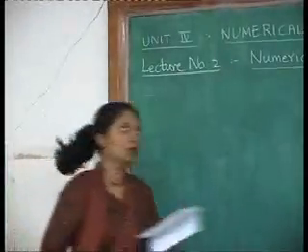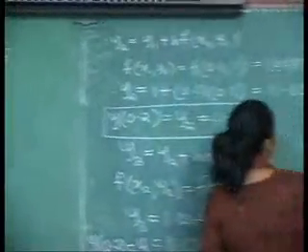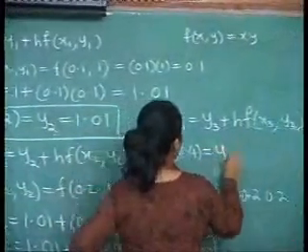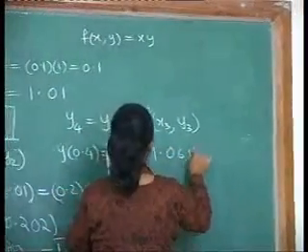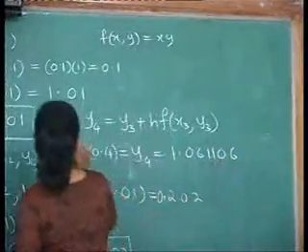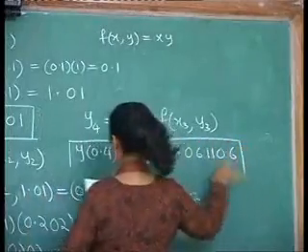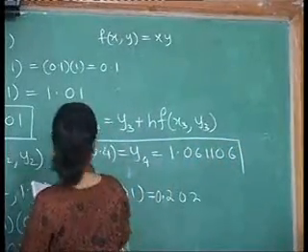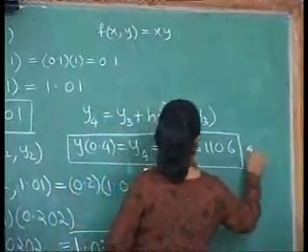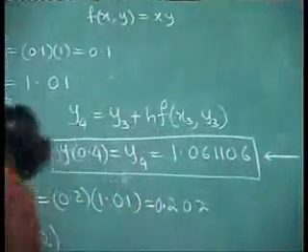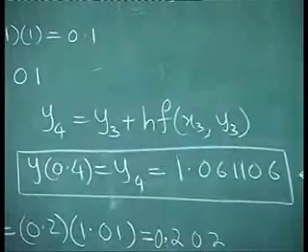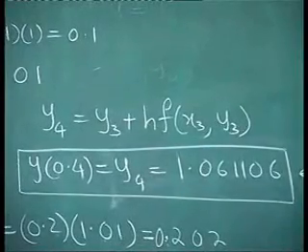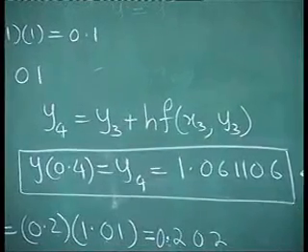So I hope by now you will have got the values. y4, that is y at 0.4, according to me, is 1.061106. And was it set somewhere in the problem? We want up to so many decimal places. If not, then depending on what kind of a calculator you are using, you will get that many digits. So that's the value of the function at 0.4.